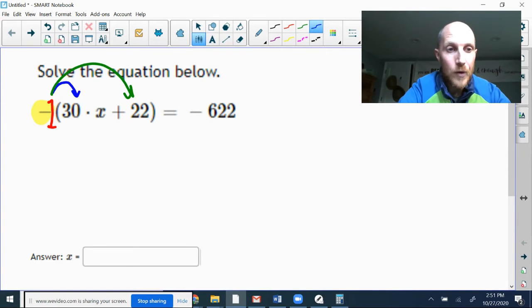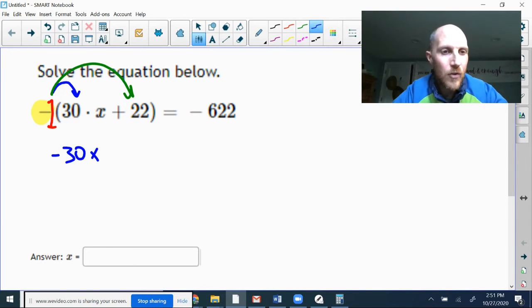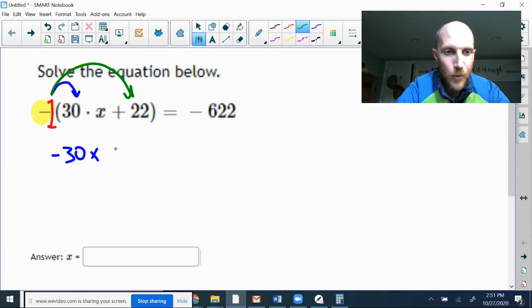Let's follow the blue arrow first. -1 times 30x is gonna be -30x. The little dot for multiplication does not mean this is a separate term. Multiplication always attaches things together to create one term. Let's follow the green arrow. -1 multiplied by 22 is going to be -22.